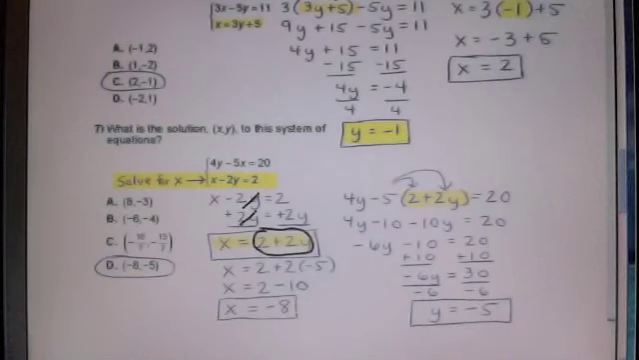Now that I know the value of y, take that and substitute it back into this equation where I solved for x. So we're going to replace the y with the negative 5. So I have x equals 2 plus 2 times, there's my negative 5. Use your regular order of operations. 2 times negative 5 is negative 10, and then 2 minus 10 is negative 8. And there is my x coordinate. So that would go along with choice D. X is negative 8 and y is negative 5.